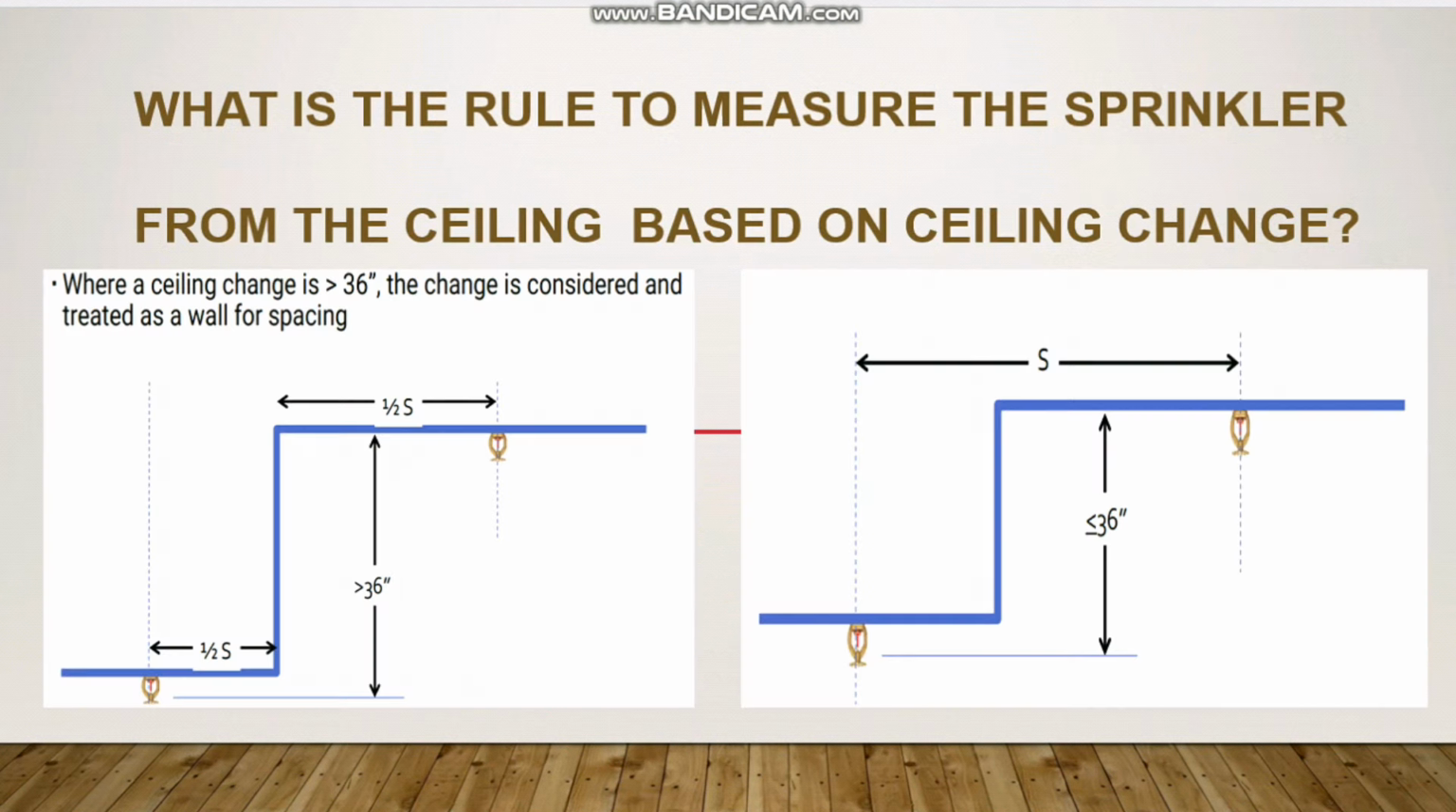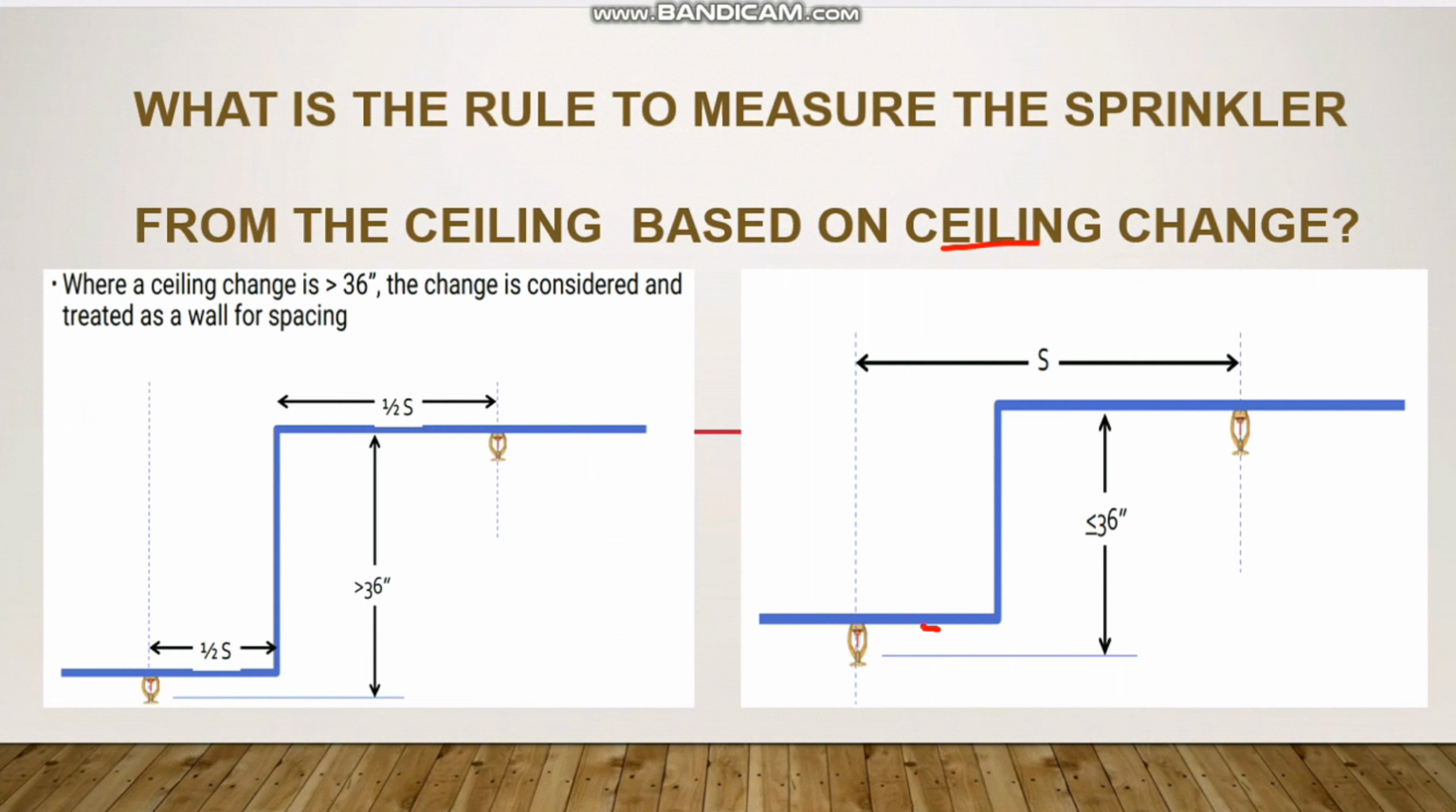Next question is, what is the rule to measure the sprinkler spacing based on the ceiling change? First we need to understand, for example, you have the ordinary hazard. For the ordinary hazard, as per NFPA 13, the maximum distance between two sprinklers is 4.6 meter. Now come to this example. We have the apartment building where we have the bulkhead type of ceiling. So the ceiling changes are like this.